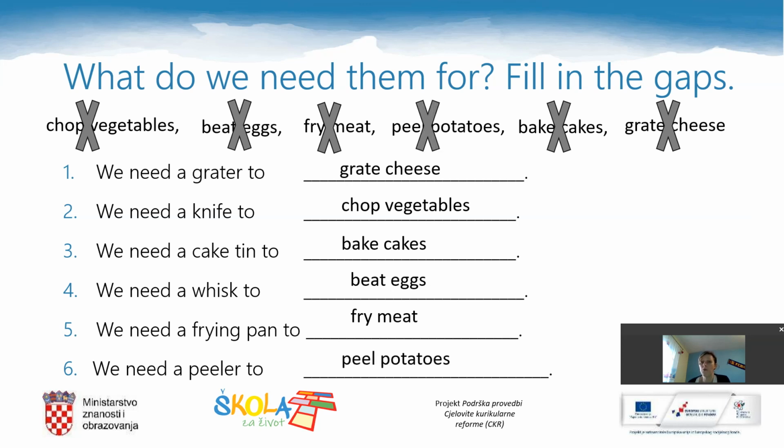Maybe you can add some more phrases to these sentences. You can add to sentence number 1. We need a grater to grate cheese, apples, cucumbers. Number 2. We need a knife to chop vegetables, to slice cheese, to cut bread or something. Number 3. We need a cake tin to bake cakes. Number 4. We need a whisk to beat eggs. Or number 5, we need a frying pan to fry meat or sausages, for example. And the last one, we need a peeler to peel potatoes or cucumbers or apples, maybe.